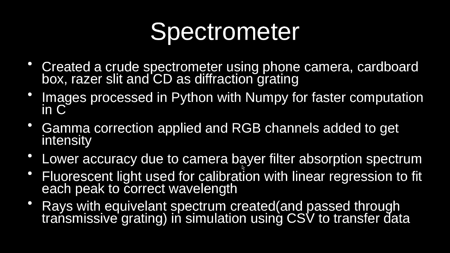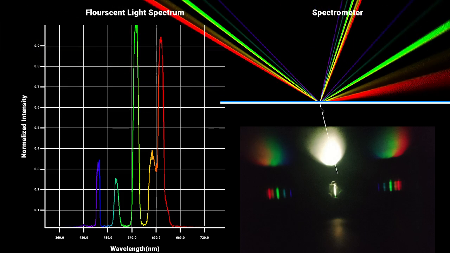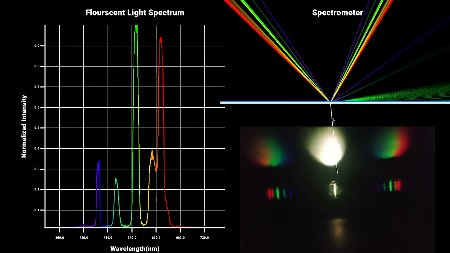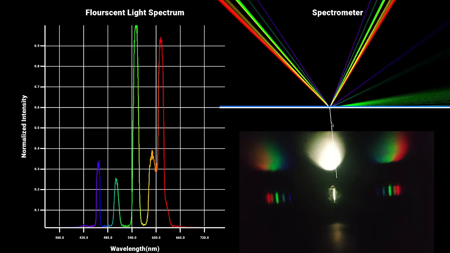Note this is inaccurate due to the Bayer filter in the camera having different absorption based on wavelength for the different RGB channels. Then to calibrate my position in my camera image to wavelength, I use a fluorescent light, which has peaks at specific wavelengths, and linear regression. Then I create rays of equivalent spectrum and pass them in my simulation through a transmissive diffraction grating, just like I did in my spectrometer.